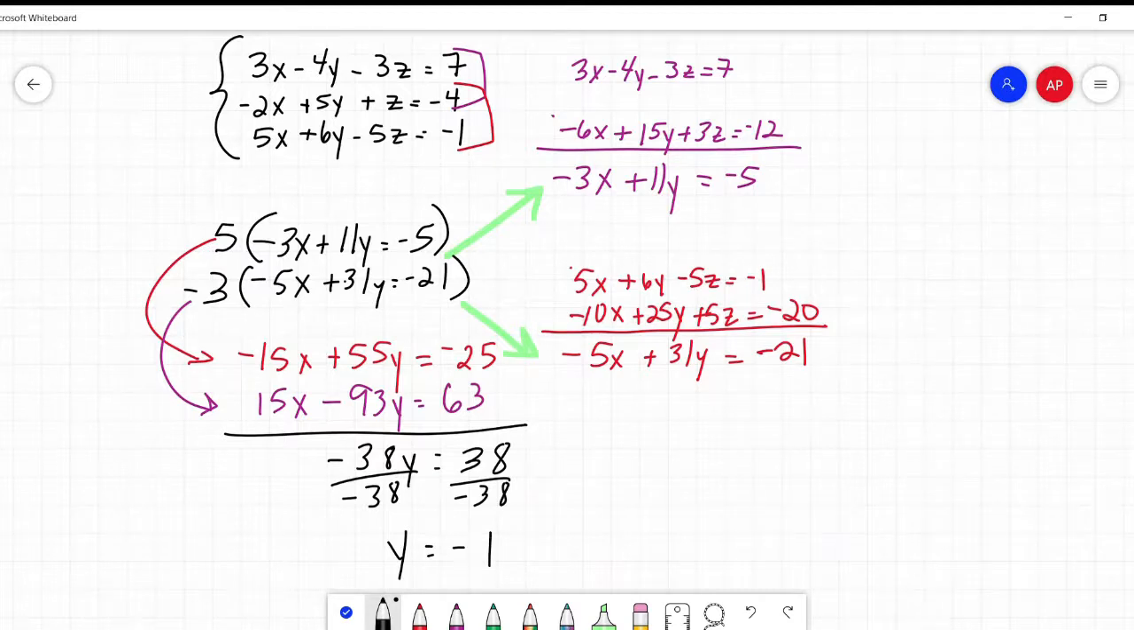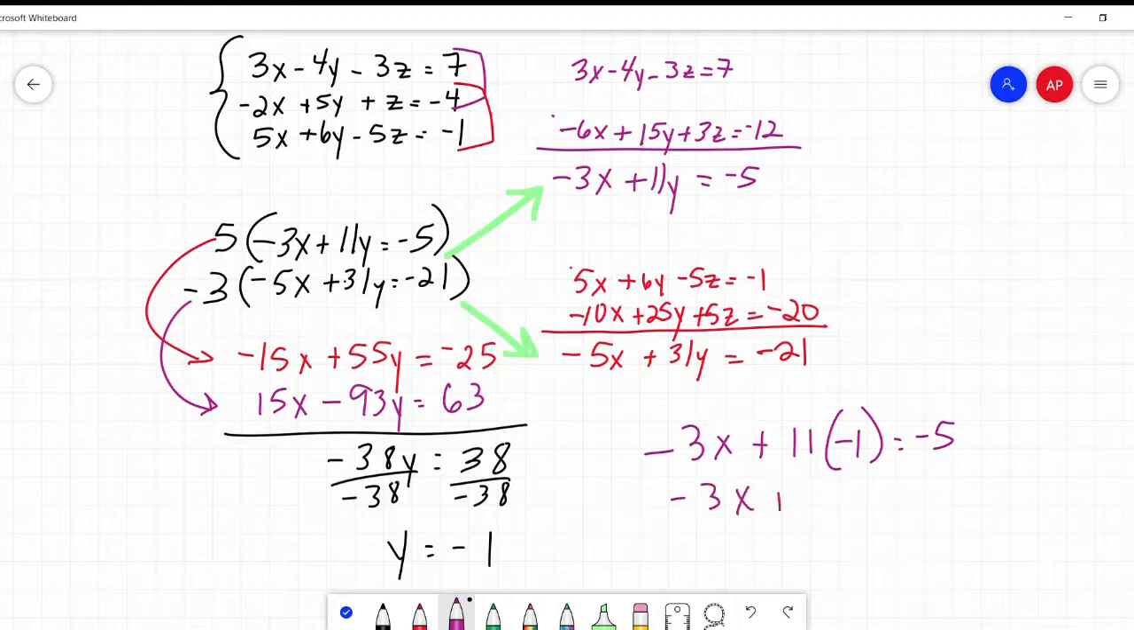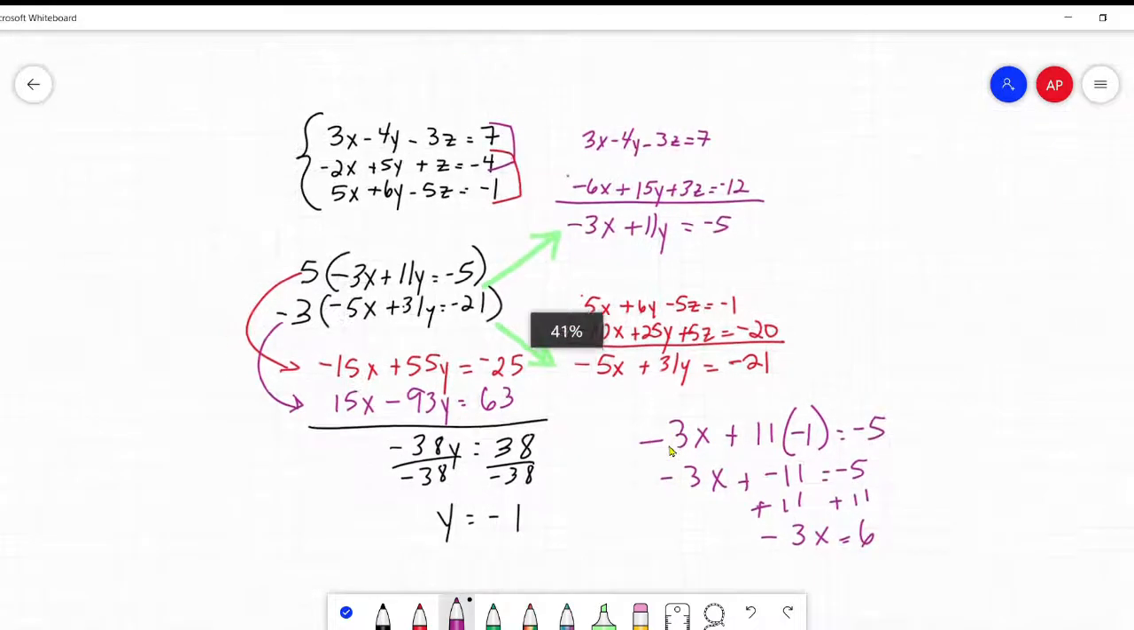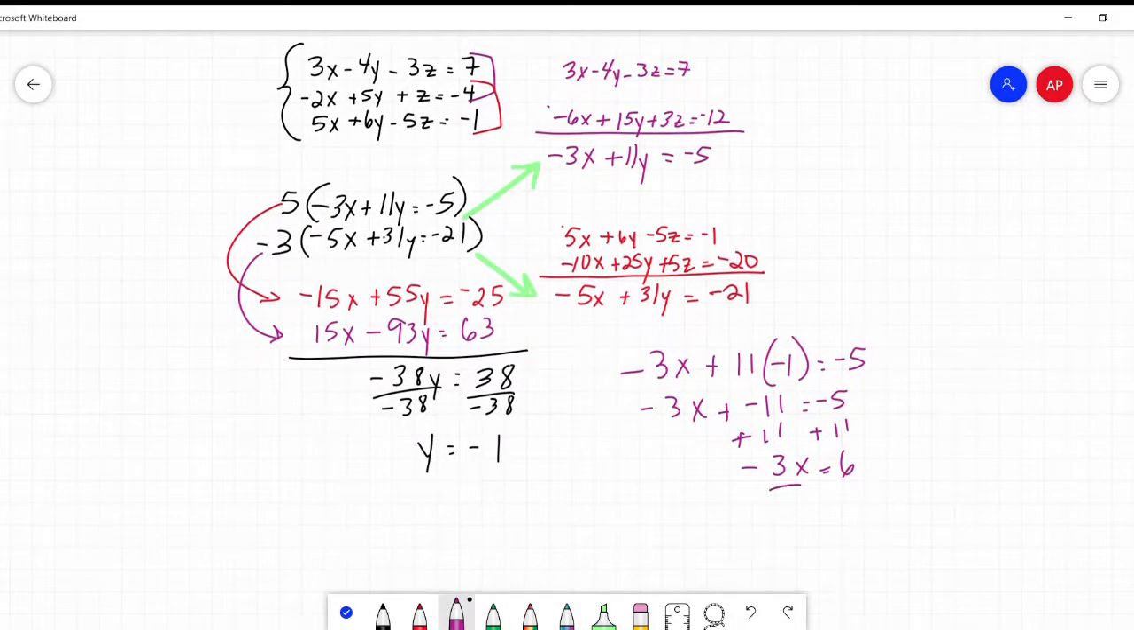Okay, so now I take that y equals negative 1, and I can plug it into either one of these and solve. I'm going to do that top one. Negative 3x plus 11 times y, and now I know y is negative 1, equals negative 5. Negative 3x plus a negative 11 equals negative 5. So I'm going to add a positive 11 to both sides. Negative 3x equals 6. Divide both sides by negative 3. X equals negative 2. Okay, I'm in the home stretch.